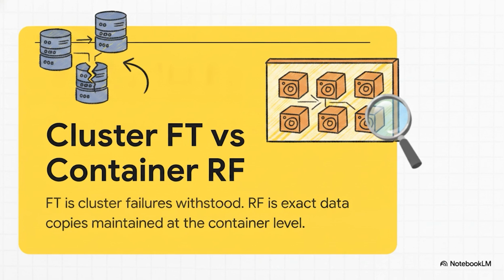Let's get our acronyms straight first. FT is fault tolerance. That's your cluster-wide setting, defined the moment you build the cluster, and it dictates how many node or disk failures the whole system can take. RF, on the other hand, is replication factor. This applies directly to the storage container itself and sets the exact number of data copies the system will actually maintain.